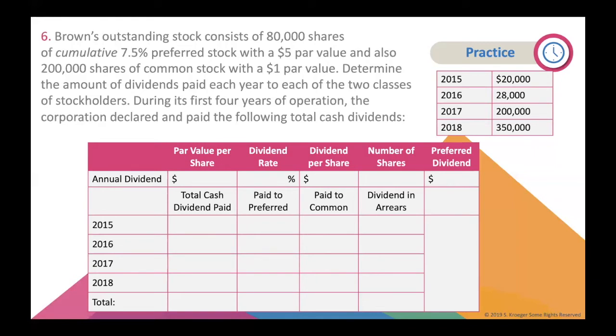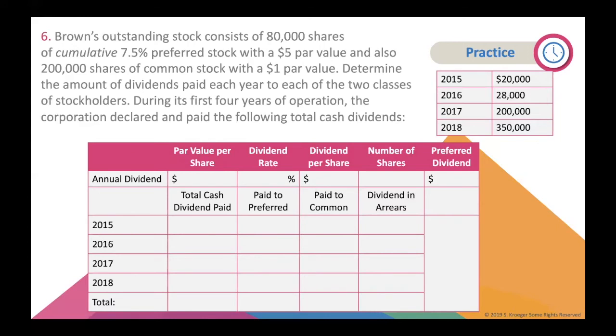During its first 4 years of operation, the corporation declared and paid the following total cash dividends. In 2015, it's $20,000, 2016, it's $28,000, 2017, it's $200,000, and in 2018, it's $350,000. Okay, so you can see that there's a lot of information in this big scary chart.